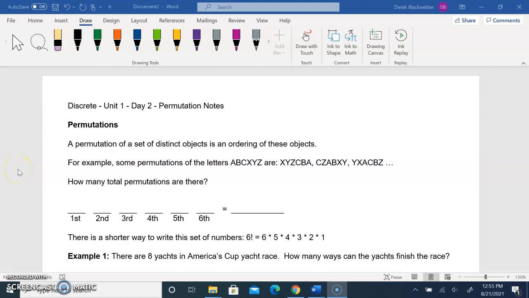Hello class. Today what we're going to do is look at permutations. So permutations is a special part of the fundamental counting principle that we talked about in the previous video. For a permutation, it is just a set of distinct objects and order matters for these objects. So the one thing that you want to remember about permutations is that order matters.